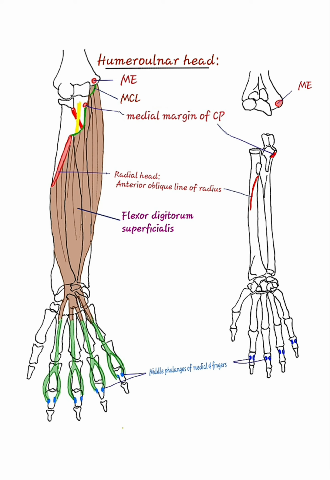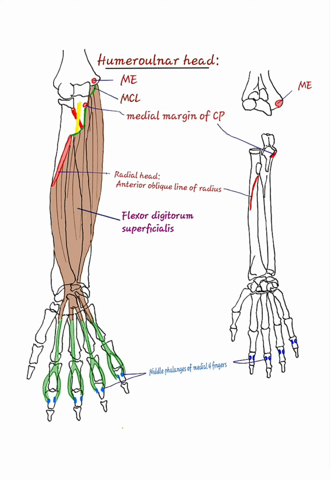Radial head, it arises from anterior oblique line of radius. Origin, it arises by two heads, humero-ulnar head, radial head. Humero-ulnar head, medial epicondyle, medial collateral ligament, medial margin of coronoid process. Radial head, anterior oblique line of radius.